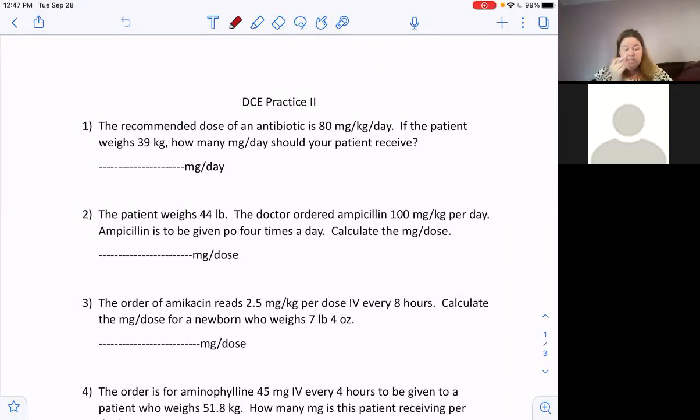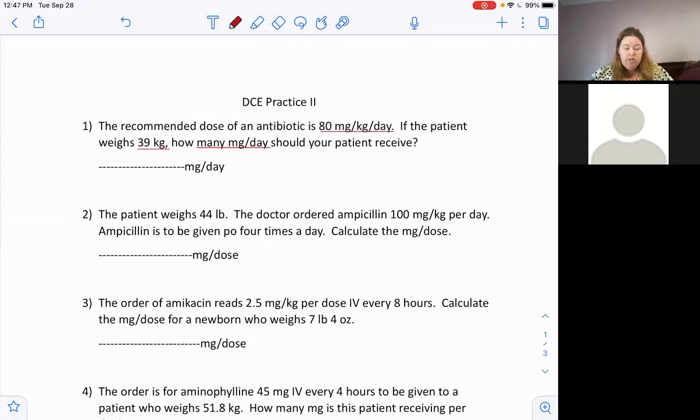So the first problem says the recommended dose of an antibiotic is 80 milligrams per kilogram per day. If the patient weighs 39 kilograms, how many milligrams per day should your patient receive? So first, we have 80 milligrams per kilogram per day. Patient weighs 39 kilograms. How many milligrams per day do you want to end up with?